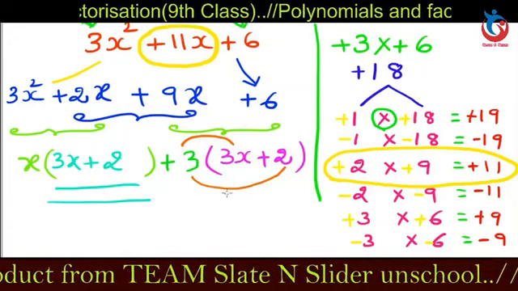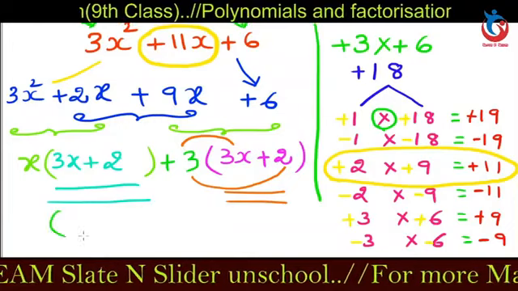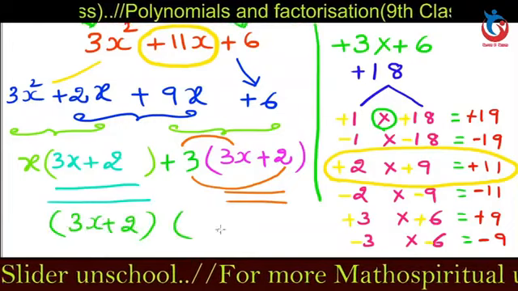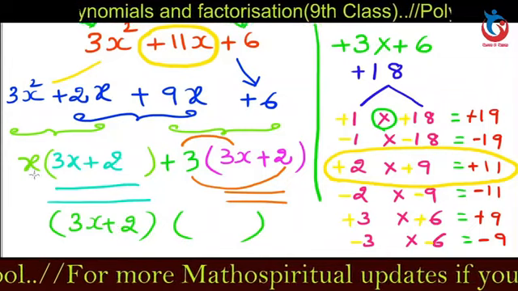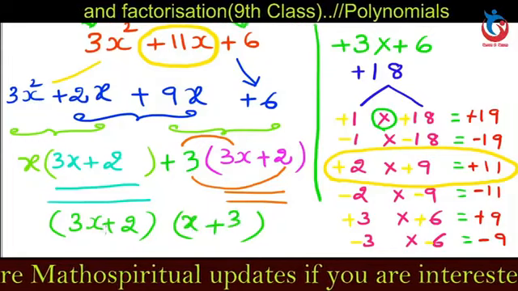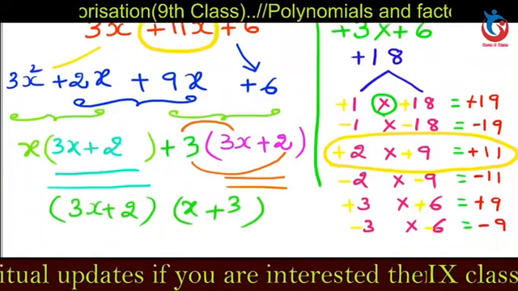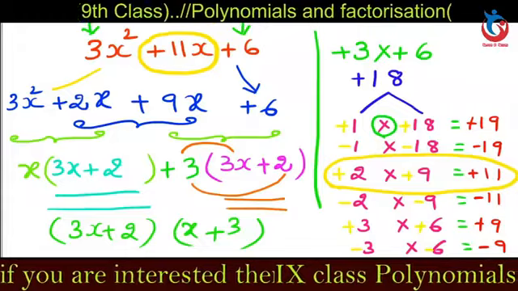And in these two terms again 3x plus 2 is common. So take 3x plus 2 as common. That means in the bracket write 3x plus 2, and in another bracket, this 3x plus 2 is outside of this bracket. So here we left x plus, here it is 3. So 3x plus 2 into x plus 3, these two are the factors for 3x square plus 11x plus 6.